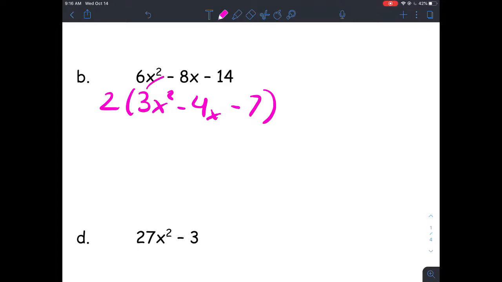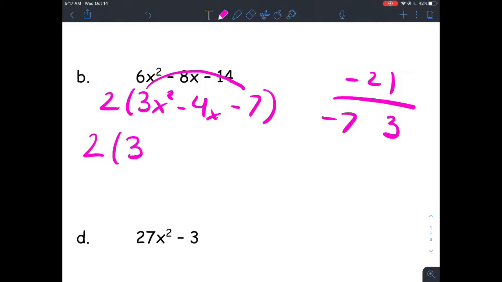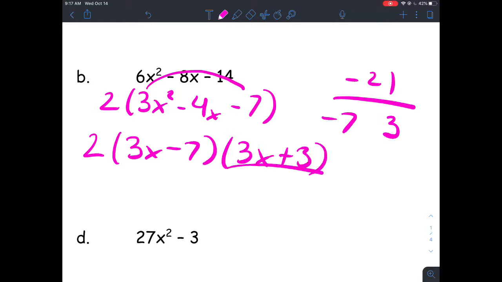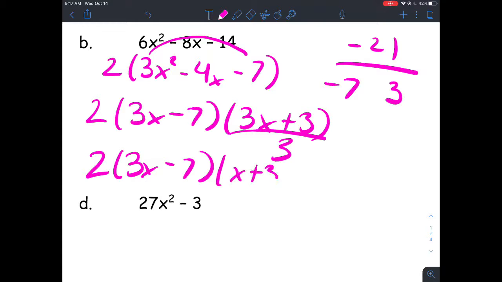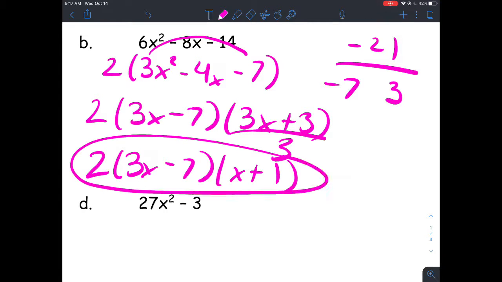Oh, actually, we have to figure out what multiplies to give us negative 21, and it's going to add to give us a negative 4. So it's going to be negative 7 and positive 3. So we get 3x minus 7, 3x plus 3. Got to take out our greatest common factor because we had to multiply, right? x plus 1. So that would be your answer there.